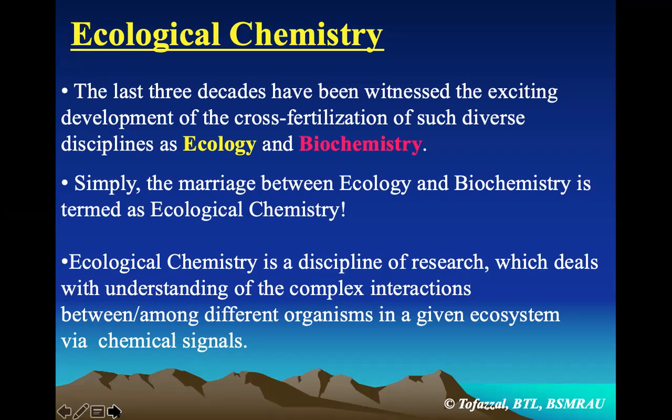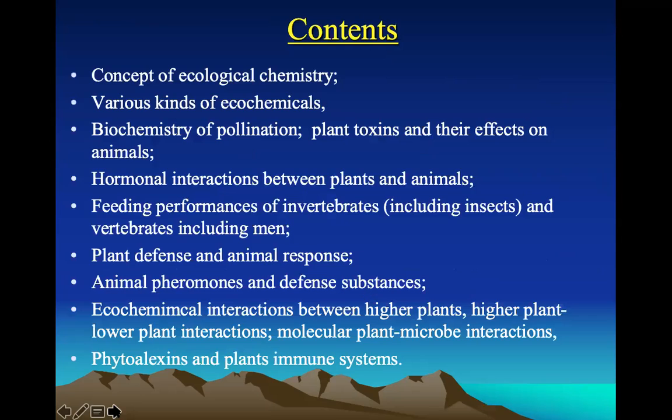So ecological chemistry is still at an infant stage, because lots of things are still unknown about how organisms are communicating and interacting with each other in a complex ecosystem like a marine ecosystem. For example, in the Sundarban ecosystem, lots of organisms are there, and every organism talks with each other by using chemical means. So what would be the contents of this course?